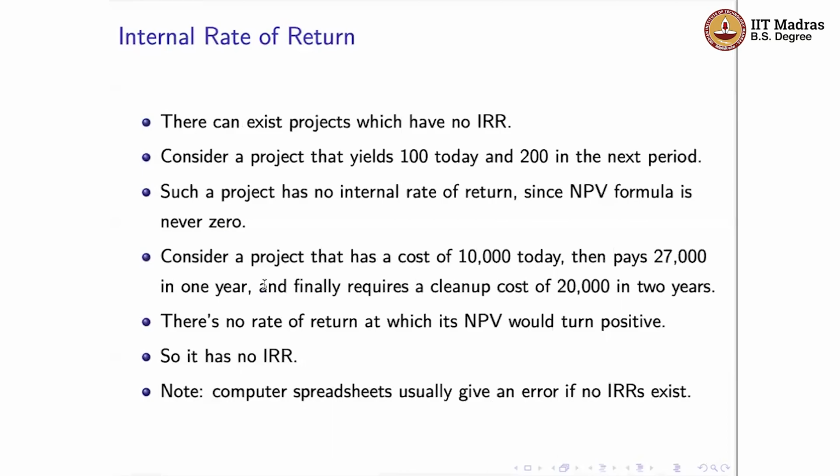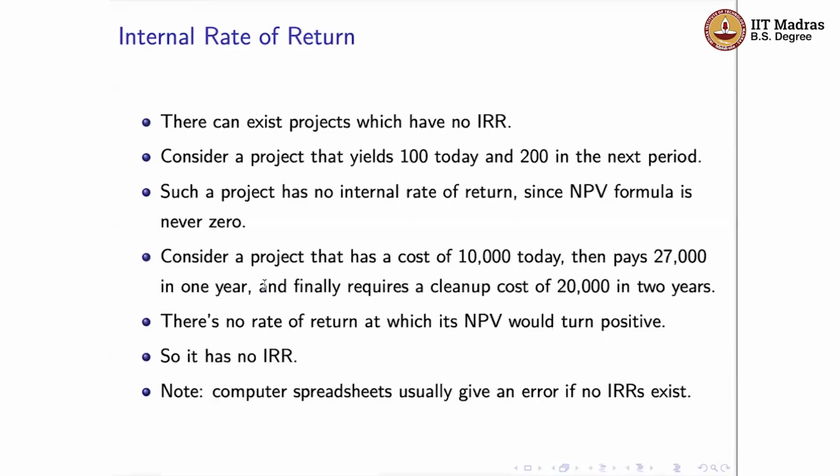Okay, so just as we can have multiple IRRs, in fact, you can have a situation where you have projects which have no internal rate of return, right? So, for example, consider a project that is going to give out 100 today and 200 in the next period. Such a project clearly is not going to have any internal rate of return because you can never find values of the IRR such that this NPV formula is equal to zero.